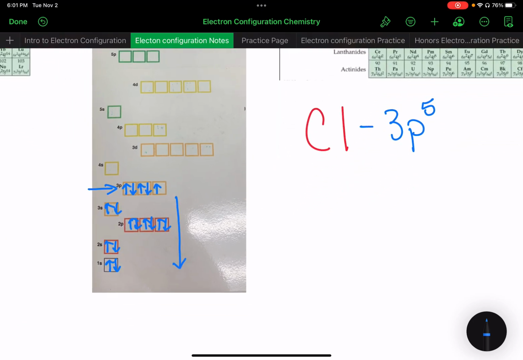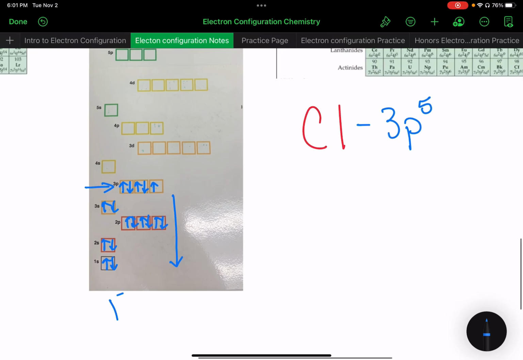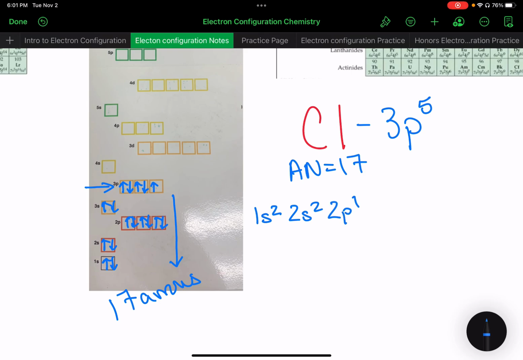So once we have that, we check our arrows, 2, 4, 6, 8, 10, 12, 14, 16, 17. I have 17 arrows. Chlorine's atomic number is 17. So now I need to write this configuration. I start at row 1, 1s2, 2s2, 2p6, 3s2, 3p6.